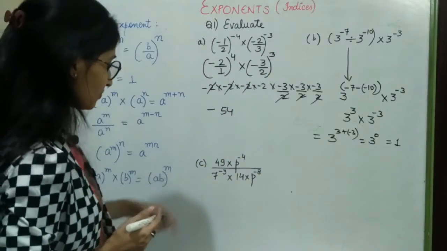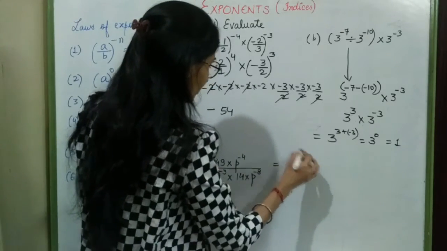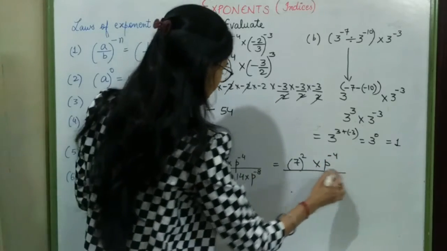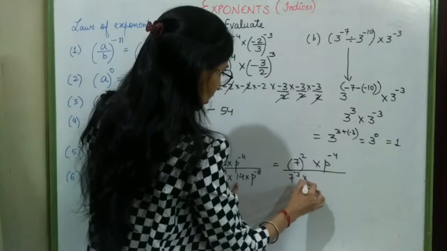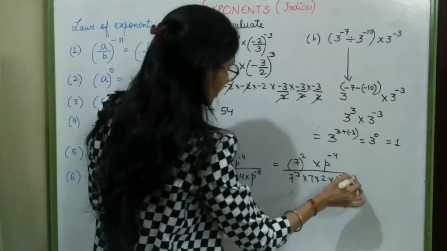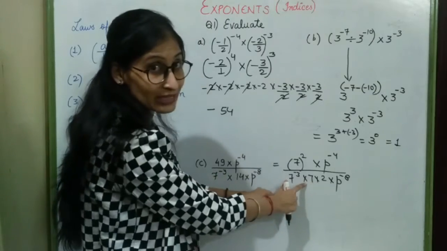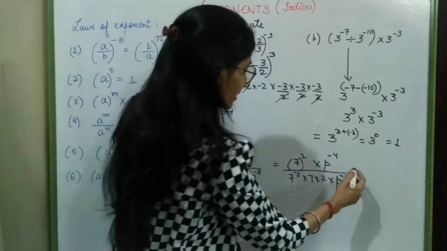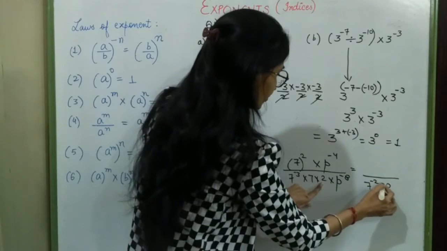Now for the C question. 49, I can write 49 as 7 raised to power 2 into p raised to power minus 4. In the denominator, the 14 can be written as 7 multiplied by 2 into p raised to power minus 8. Base is same, sign is of multiply. Powers are going to be added. Minus 3 plus 1, it will become minus 2 into 2.